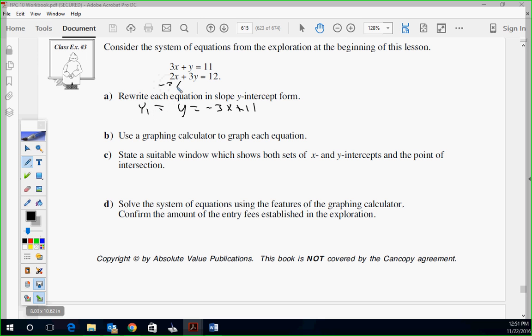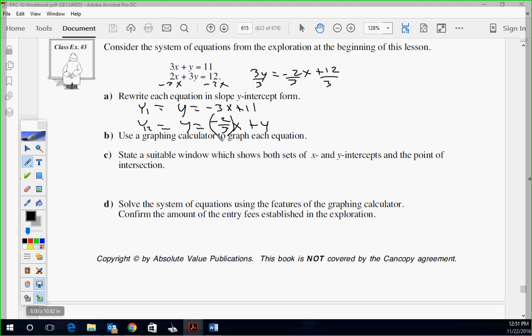Second one, minus 2x, divide by 3. Your second one in the y2 is going to be y equals negative 2/3 x plus 4. On the negative 2/3, put brackets, and make sure you use the negative sign, not the minus sign. It'll mess up if you do. Go ahead and graph that. The negative 10, 10 window should be fine, just the standard window.